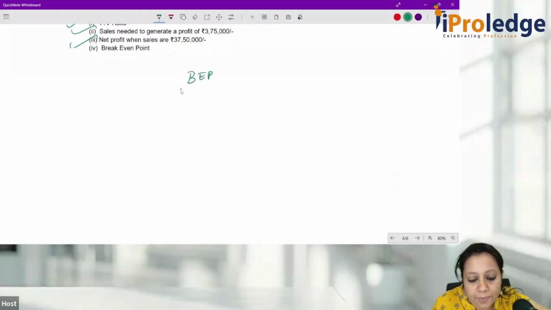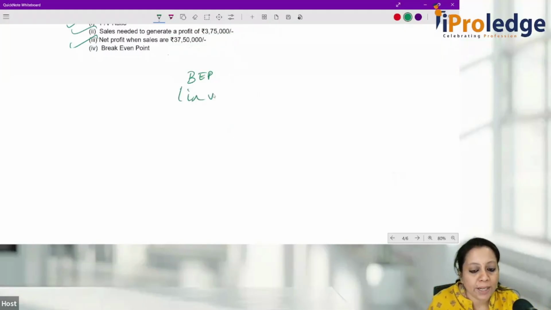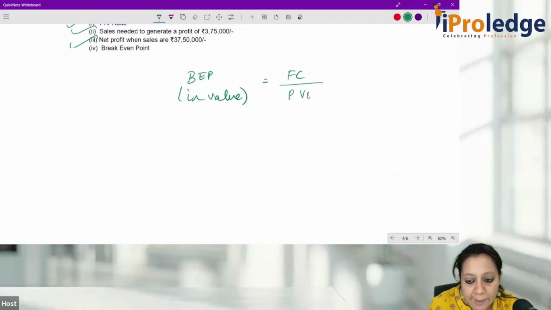Break even point in units, if I have to do, what is the formula? Fixed cost divided by contribution per unit. Are we having this information? No. So I will do break even point in value. If both are given, please do both. Okay. Fixed cost divided by PVR.